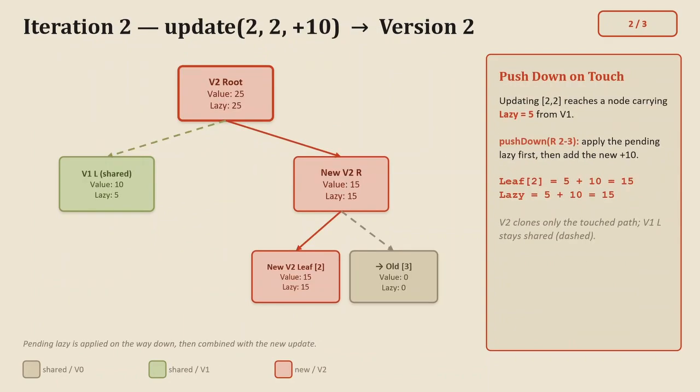Now when we create version 2, we encounter an existing tag from version 1. We simply push that down before applying the new update. To query, you pick the root of the version we care about and traverse. If a node's range is fully covered, return the value. If it's outside, ignore it. If it partially overlaps, push the lazy tag and recurse. Because we never mutate in place, every version remains perfectly preserved.